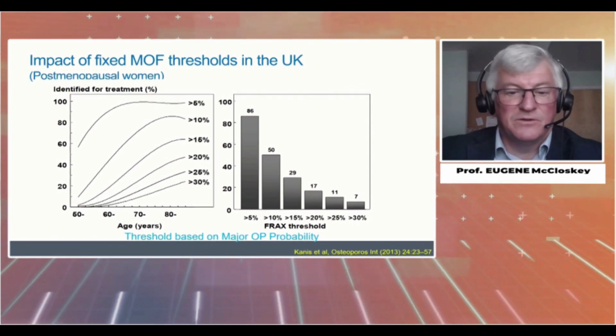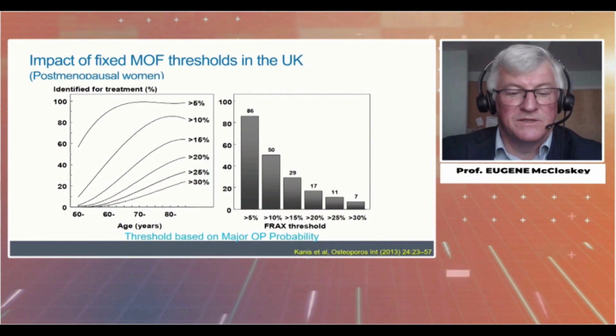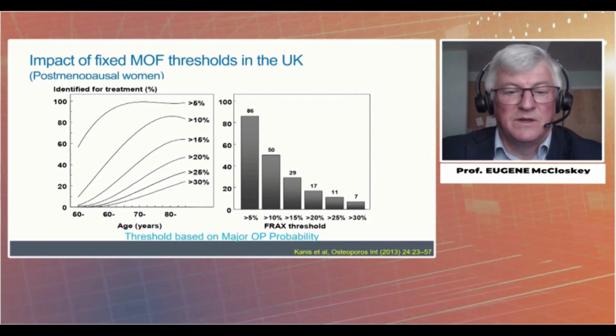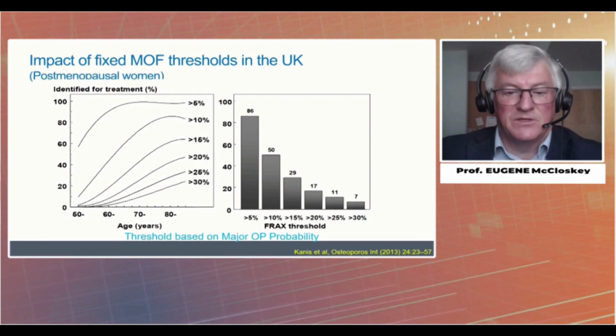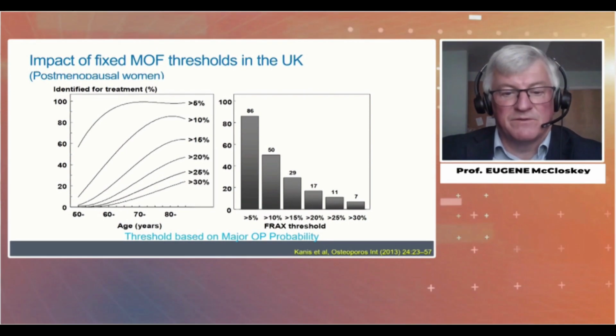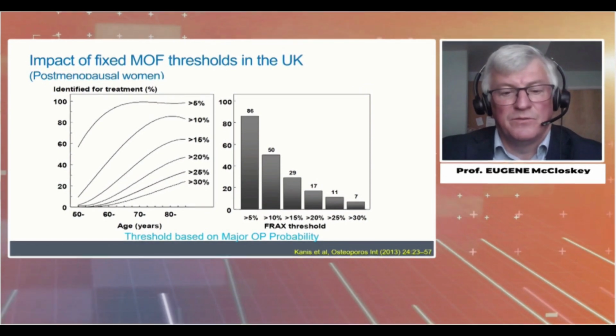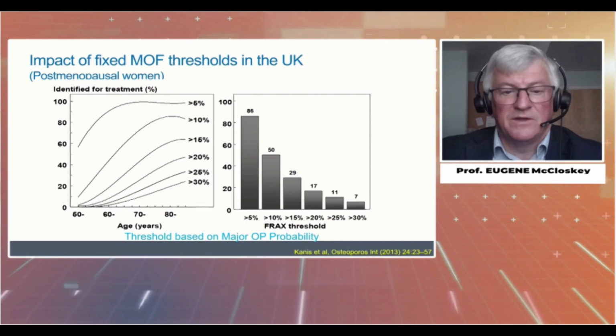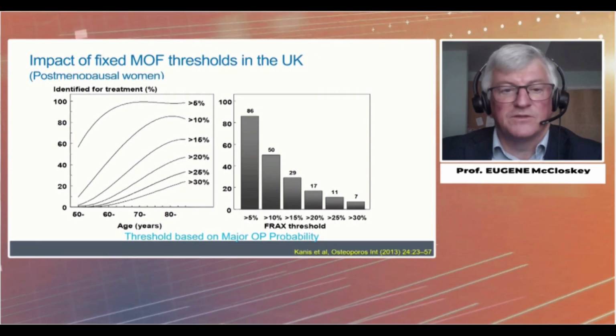So the threshold that you set across the different ages has a big impact on accessibility to treatment, and that impact is age dependent because fixed thresholds tend to disenfranchise younger patients who are naturally at lower 10-year probabilities of fracture.